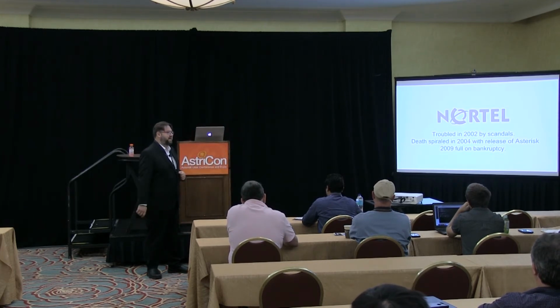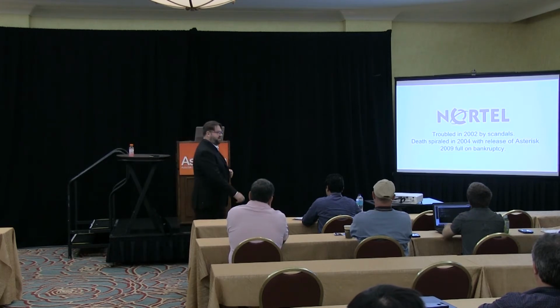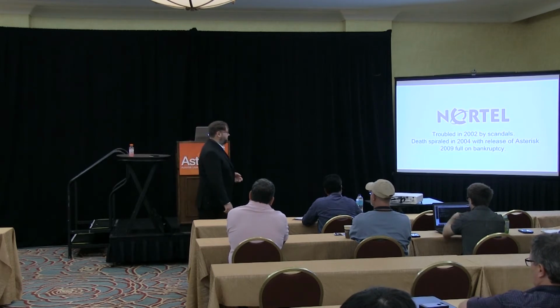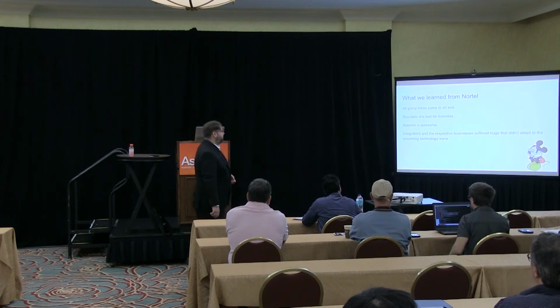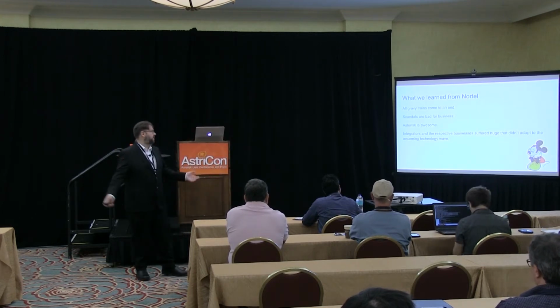It was like this whole term, mock, move, add, change, right? So in 2002, they were riddled by scandals. 2004, release of Asterisk, and then more open source stuff like Asterisk at Home, which was based on Asterisk. And it started a death spiral for Nortel. They were already in trouble. This just escalated them to death. 2009, full bankruptcy.